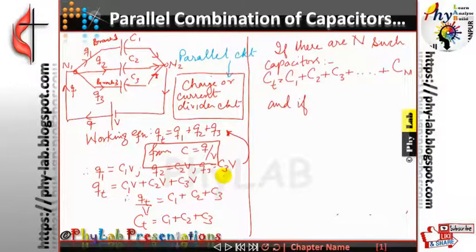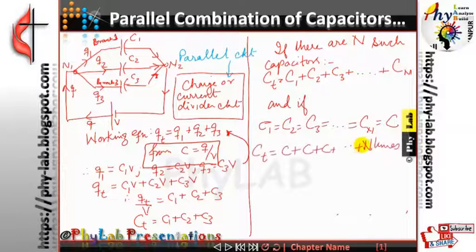And if C1 is equal to C2 is equal to C3 is equal to Cn is equal to C, then substituting all the C's in this equation, I can say that C plus C plus C plus C, how many times? N times. So C total becomes equal to N times C.